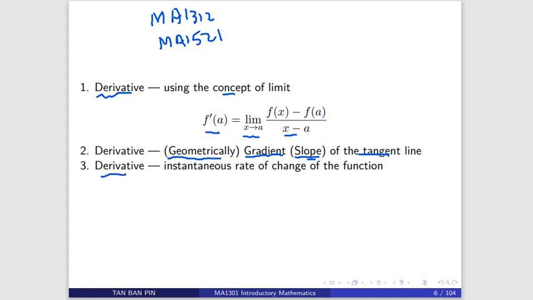Derivative can also be interpreted as the instantaneous rate of change of the function. So I'll tell you these three things: why you define derivative using the concept of limit by this fraction, limit x tends to a of (f(x) minus f(a)) over (x minus a); why derivative can be taken as the gradient of the tangent line; and why derivative will give you the instantaneous rate of change of the function. Let me show you what to do.